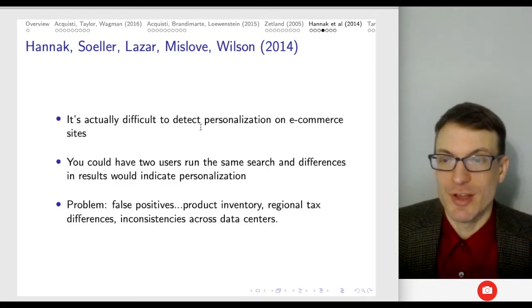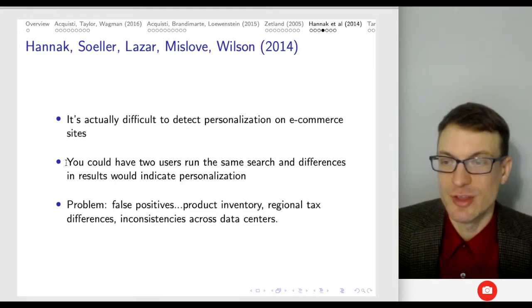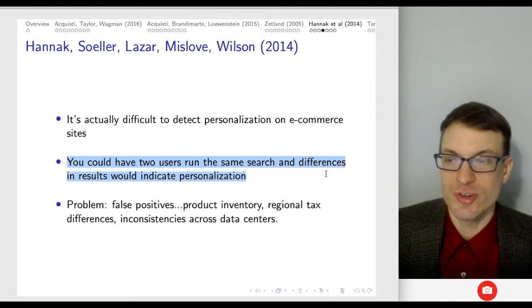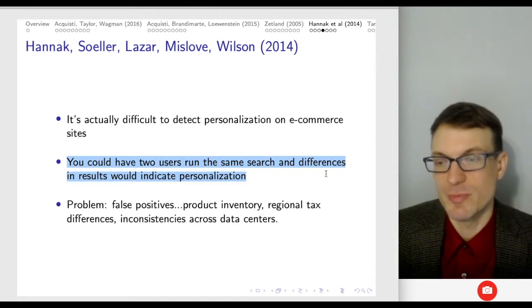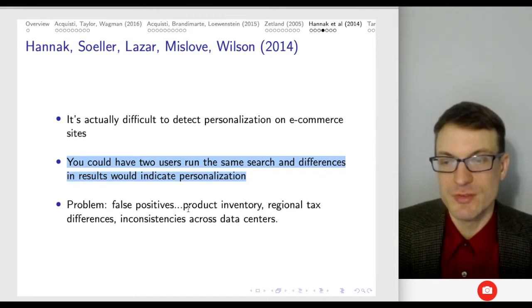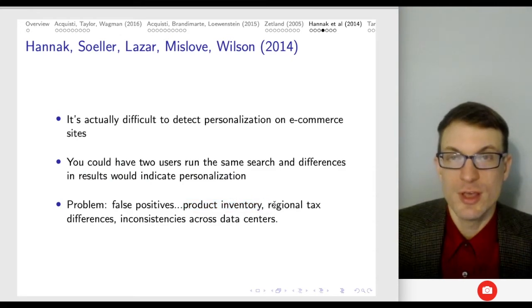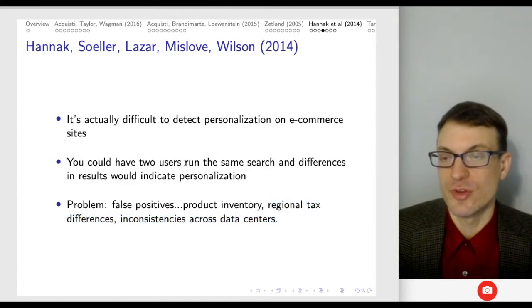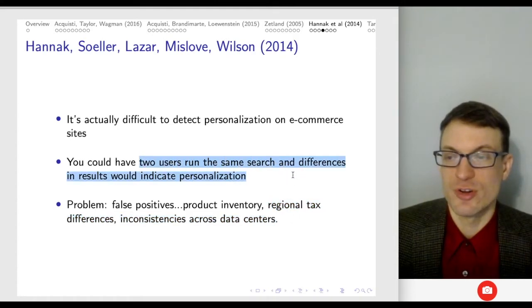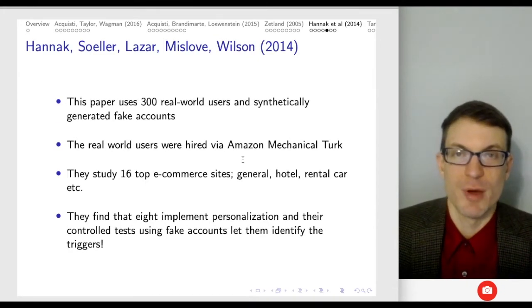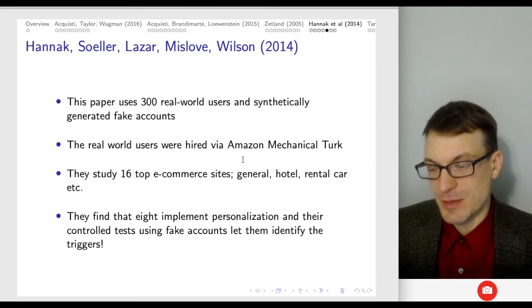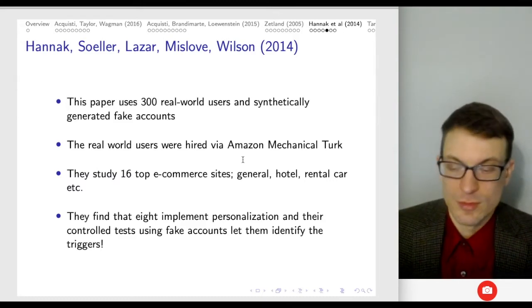Indeed, it's actually difficult to detect personalization on e-commerce sites, right? You could have two users run the same search and then look at differences in the results, and that could indicate some type of personalization, but there's a problem. You can get false positives. There could be issues with product inventory. There could be differences in taxes. There can be differences across data centers and so on and so forth. So even just running two users with the same search, there's going to be differences. Of course there is. So you have to think carefully about how to actually empirically study the companies and maybe infer something about their use of price discrimination.